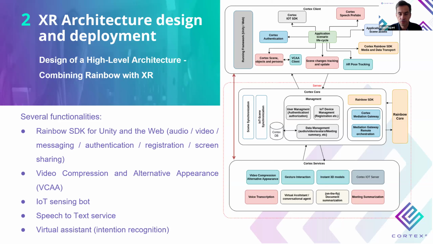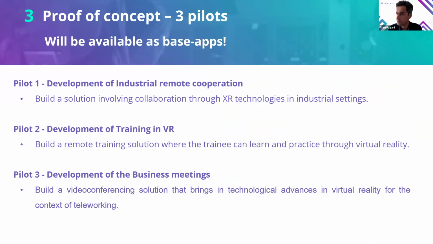Now, in order to first show that this architecture is viable, and also to iteratively improve the architecture itself, we have developed 3 pilots. These pilots are currently in a demonstrator prototype phase. We have a first demonstrator for each pilot, but you also have to know that these pilots are continuously developed by the partners in the consortium.